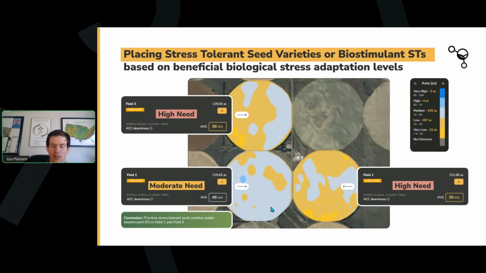But if this is in maybe a more stable climate or region, maybe with field 2 you already have fairly solid levels of microbes that can help produce a vital stress response phytohormone. So field 2 is probably lower priority than field 1 and field 3.